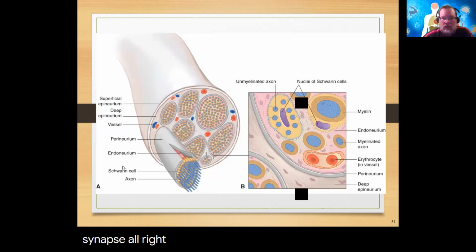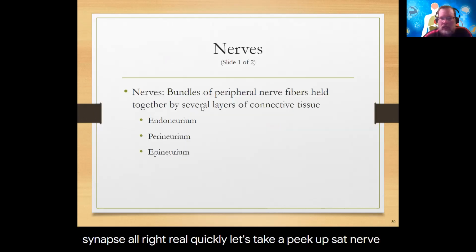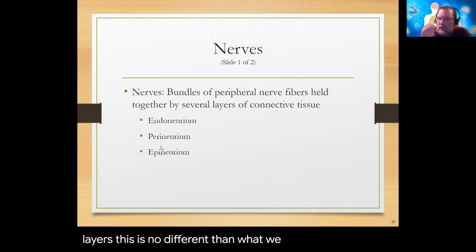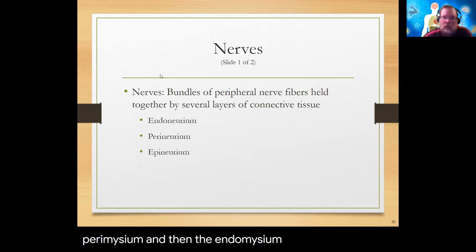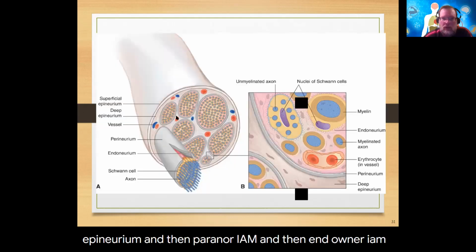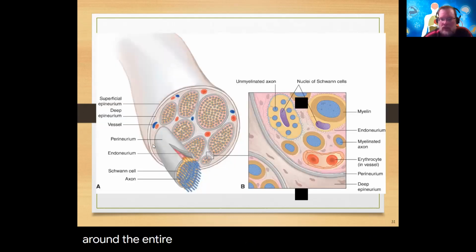All right. Real quickly, let's take a peek at nerve layers. This is no different than what we just saw with muscle, right? We had the epimysium with muscle, and then the perimysium, and then the endomysium. With nerves, it's the same story. We've got a bunch of tubes of fibers put together and filaments bundled with epineurium, and then perineurium, and then endoneurium around the entire nerve itself.